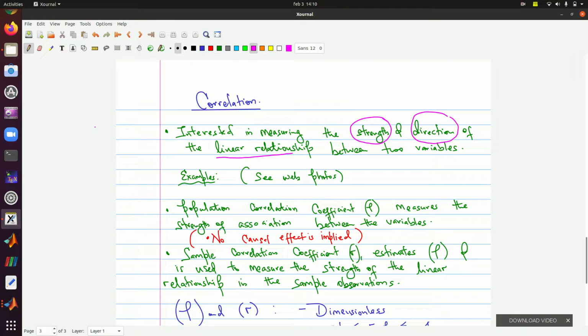Hi and welcome to this section where we would like to look at correlation. Under correlation, one is interested in measuring the strength and the direction of the linear relationship between two variables.